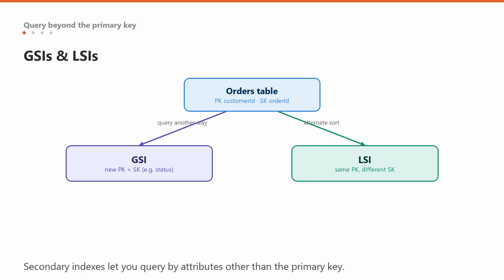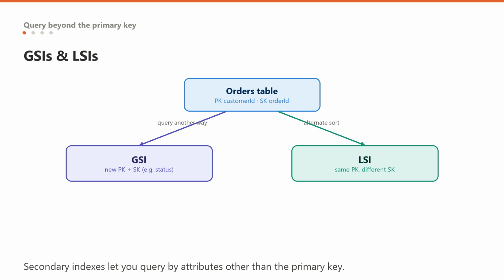By default, you can only efficiently query by the primary key, but real apps need to look data up other ways. Say, find all orders with status checked. That's what secondary indexes are for. A global secondary index, or GSI, lets you define a completely different partition key and sort key, effectively a second view of your table you can query independently, and you can add one at any time.